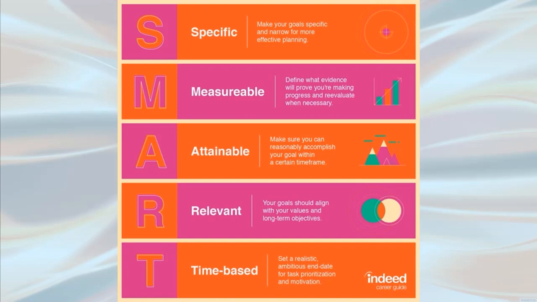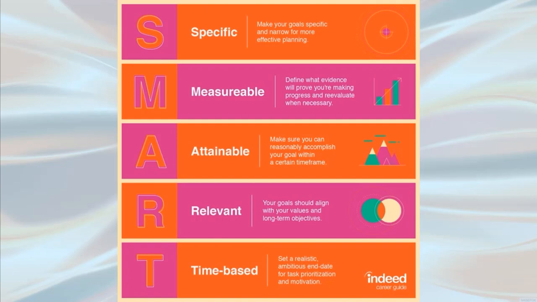Measurable means that there is evidence that will prove you're making progress toward your objective or goal. So the objective should be measurable. The verb that we use for writing the objective should be measurable. Attainable means that you have to make sure you can reasonably accomplish your objective within a certain time frame, which will help keep you motivated and focused.